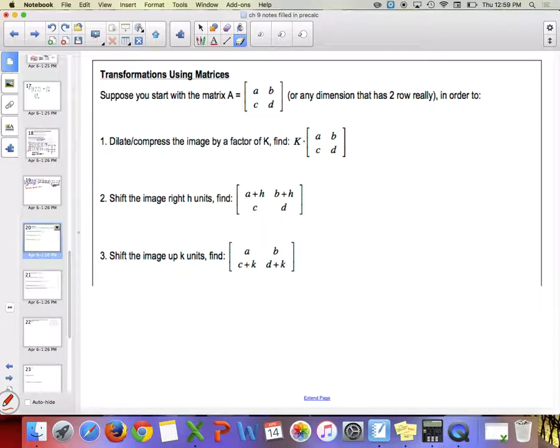All right, next up. So you have a big chart. If I put this on your test, you'll have the big chart. Very nice of me, right? And so it's telling you what you're going to do each time you have some kind of transformation. So we can dilate or compress. Compress means make smaller. An image by a factor of k. So we do that by multiplying by a scalar. Number 2, you can shift the unit right h units. So you would add h to the x values. If you shift it up k units, you would add k to the y values, and so on.